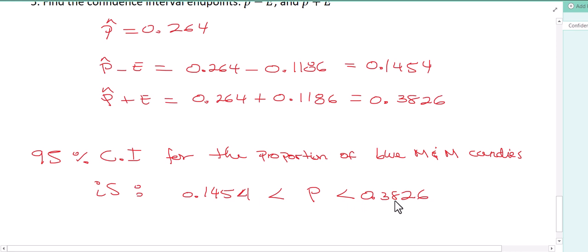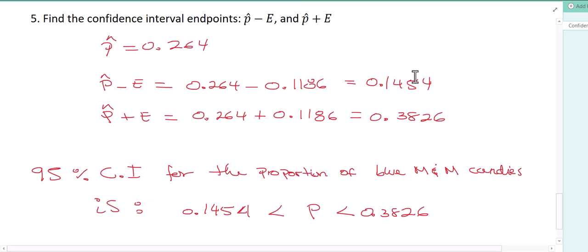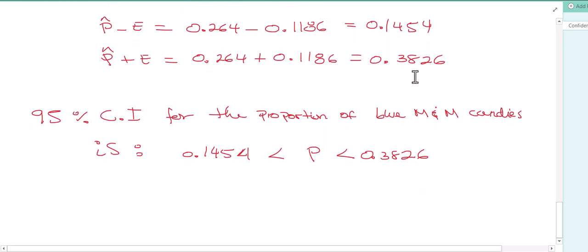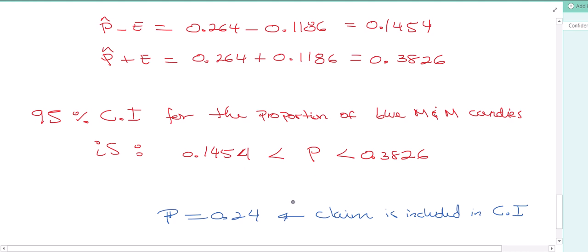Now, what was the claim by the company? The company claims that the proportion of blue M&M candies in the bag is 24%, so 0.24. Is that included in this confidence interval? Yes, right. P equals 0.24, which is the company claim, is included in our 95% confidence interval. So it could very well be that that is the proportion.